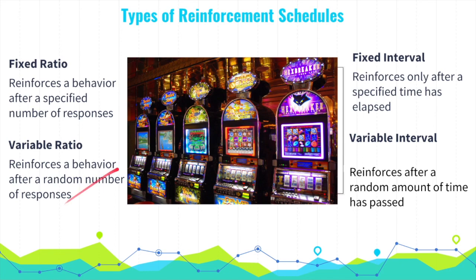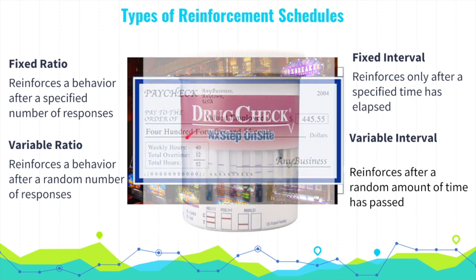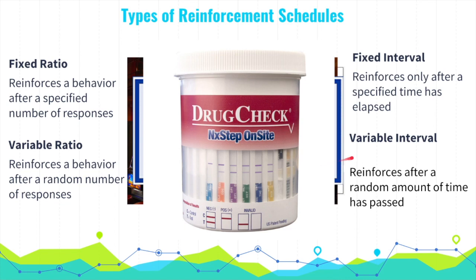Next is fixed interval, which reinforces only after a specified time has elapsed. Examples of this would be getting your salary at the end of the month. And finally, we have variable interval, which reinforces after a random amount of time has passed. And an example of that would be random drug tests of athletes.